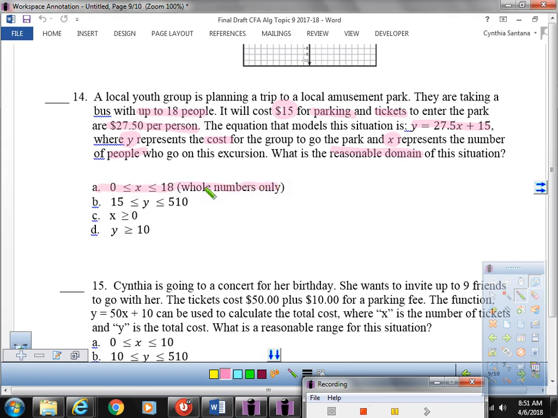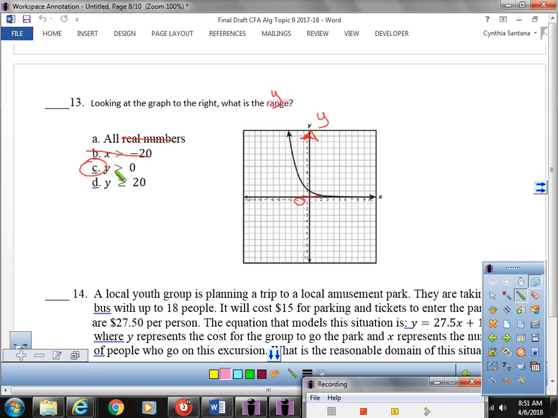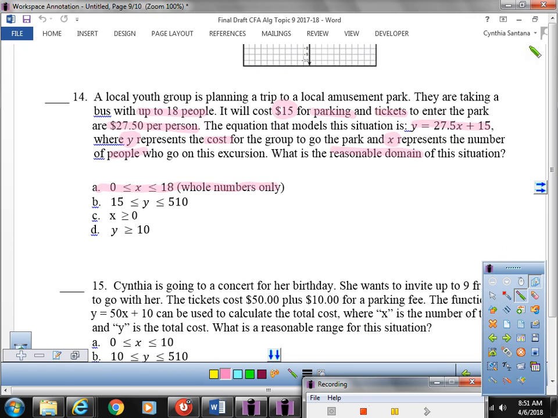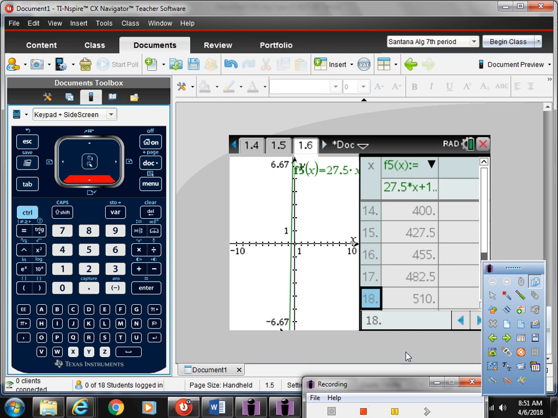And it did say whole numbers for a reason, because you can't have half a person, and you can't buy half a ticket for that person. You buy only whole tickets, 1 ticket, 2 tickets, 3 tickets. Miss, was there something for 2? 13, let me go back. Oh. It was Y greater than 0, because it was everything from 0 and out. Okay? Alright, so let's look at the last one then.